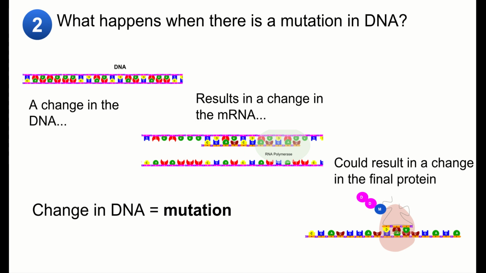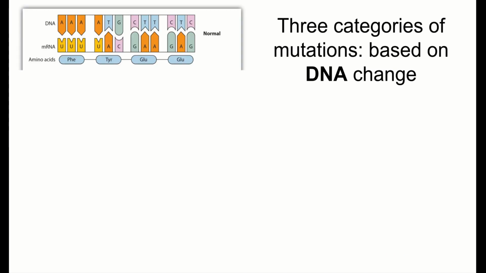And so, as you can already start to infer, there will be different effects based on the types of mutations that we see. We assign mutations into 3 categories based on their DNA change. So on the top, what you can see is a string of DNA letters, AAA, ATG, CTT, CTC. So they're broken up into codons already. Underneath that, you can see the complementary mRNA bases.